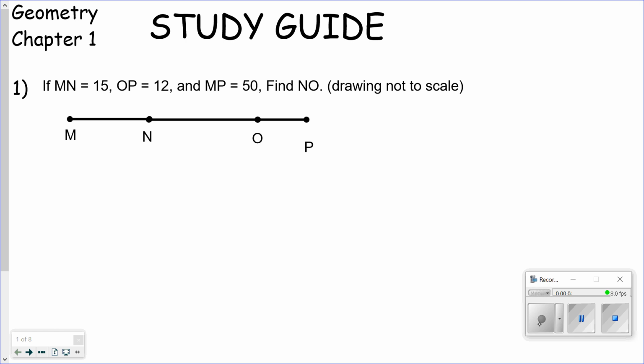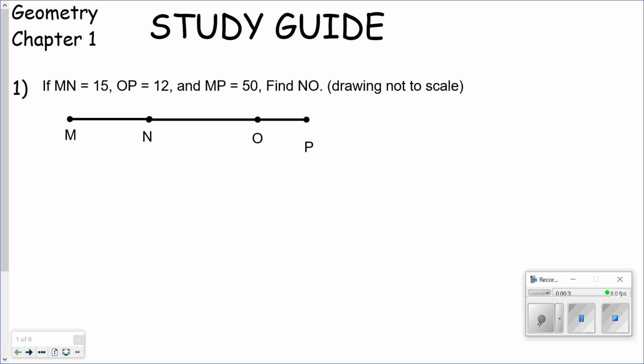Remote learners, please remember you must take your test during your scheduled time period tomorrow. There are no more excuses. If you do not take it during your time period, you will get points marked off. I'll say that again. If you do not take it during your scheduled geometry period, you will get points marked off. So please email me if you have any questions about that.